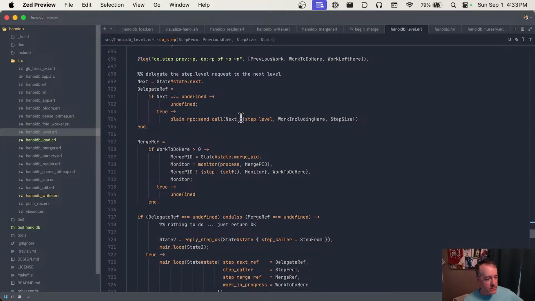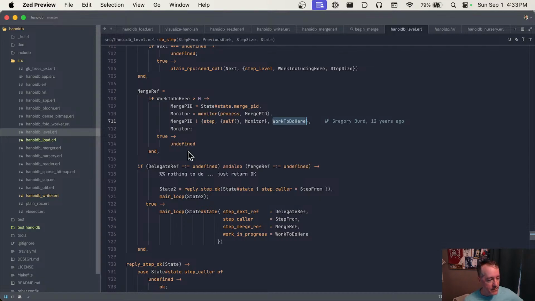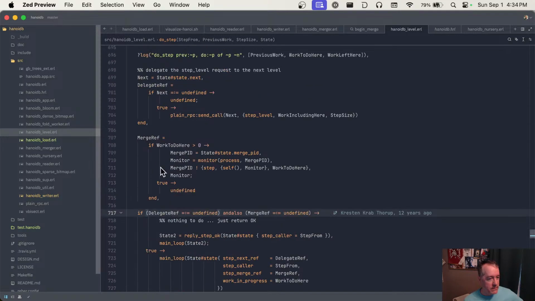Okay, so then we're going here. If there is work to do, then we monitor the merge process, right? Which I thought was done already, but it's fine, whatever. And then we're telling the merge process to do a step of this many. And we already saw what the merger does in that case. And then we've got the monitor. Okay. So delegate ref.